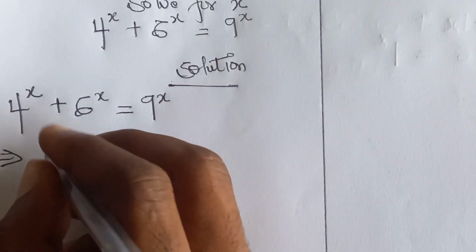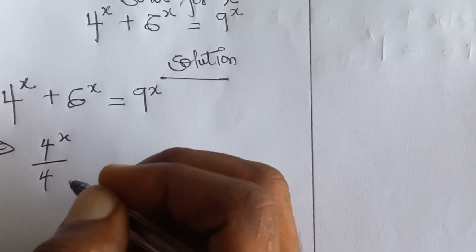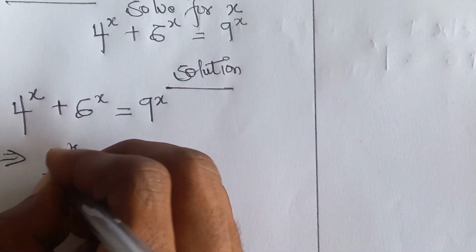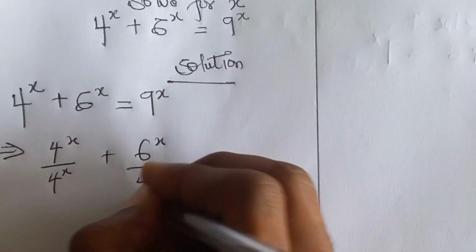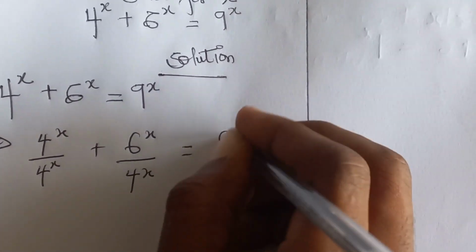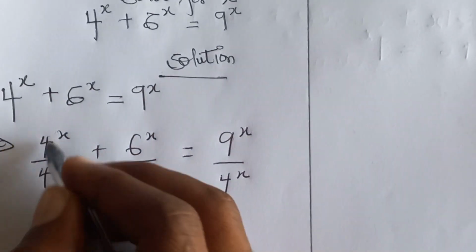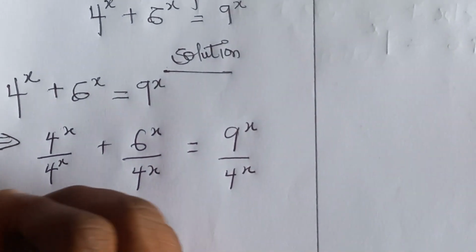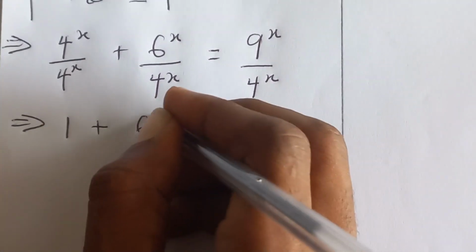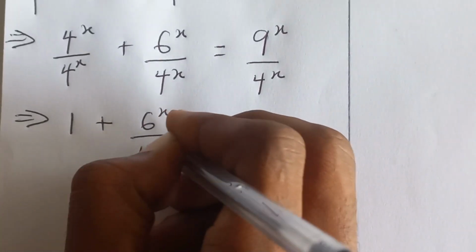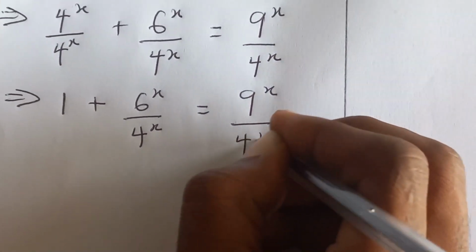Okay, so we're going to divide by 4^x: 4^x on 4^x plus 6^x on 4^x, which is equal to 9^x on 4^x. Okay, so this one, the 4^x cancel out to give us 1, plus 6^x on 4^x is equal to 9^x on 4^x.